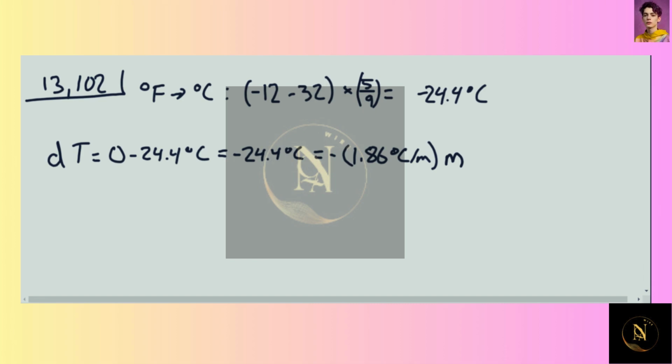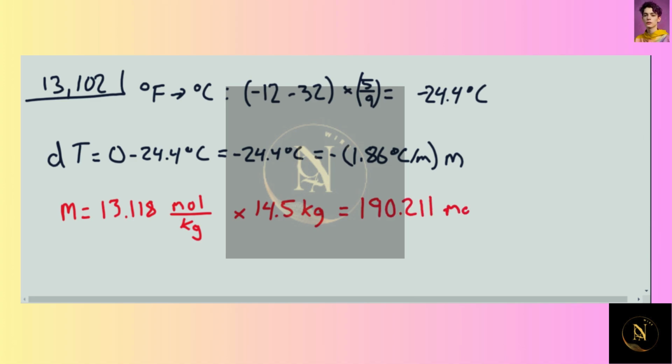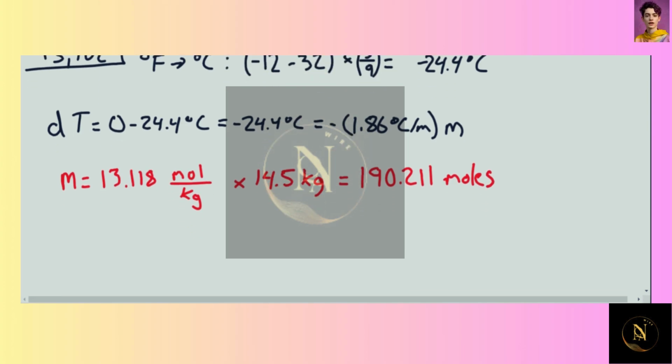So we solve for m by dividing both sides by -1.86. And that gives us a value of 13.118 moles per kilogram. If we multiply this by 14.5 kilograms, which is the mass of water that we want to keep from freezing, we'll know the amount of moles that we need. So we need 190.211 moles of ethylene glycol to keep this water from freezing.